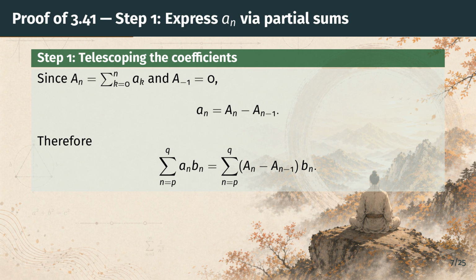Each term a sub n is the difference of two consecutive partial sums, capital A sub n minus capital A sub n minus 1. This is the discrete analog of recovering a function from its antiderivative. Substituting this into our sum, we replace every a sub n by that difference. Next, we split the sum into two pieces and reindex.